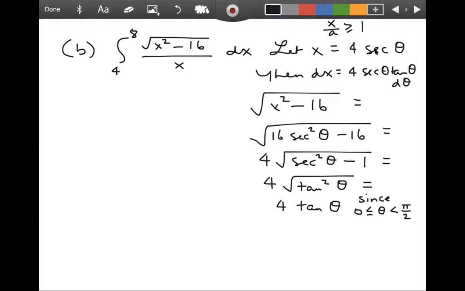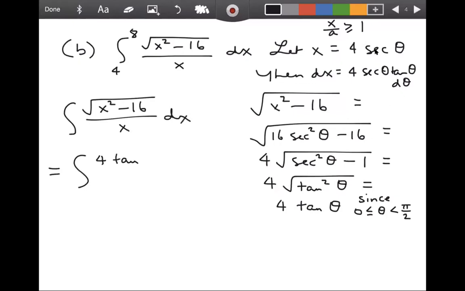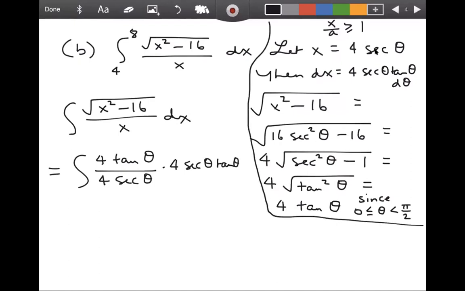All right, so now let's build this integral back up. Again, I am going to pretend it's an indefinite integral just for the time being. Okay, so the integral of x squared, square root of x squared minus 16 over x dx. The square root of x squared minus 16 becomes 4 tangent theta. x is 4 secant theta. And dx is 4 secant theta tangent theta d theta.